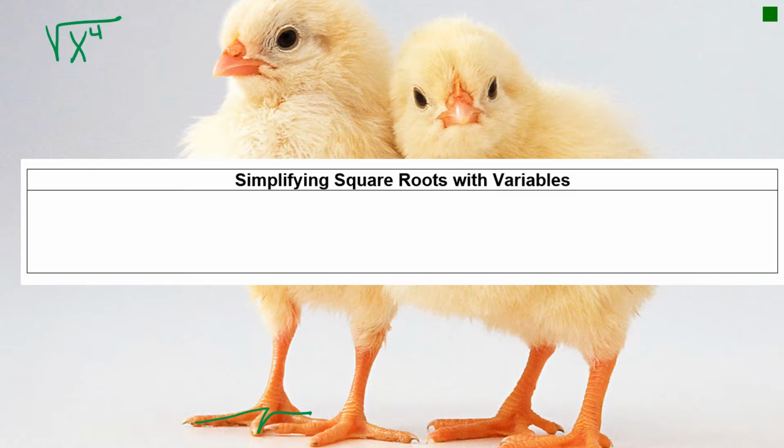How many x's is that? That's 4. 1, 2, 3, 4. So there's a perfect square, brings out an x. There's a perfect pair, brings out an x. X times x is x squared.